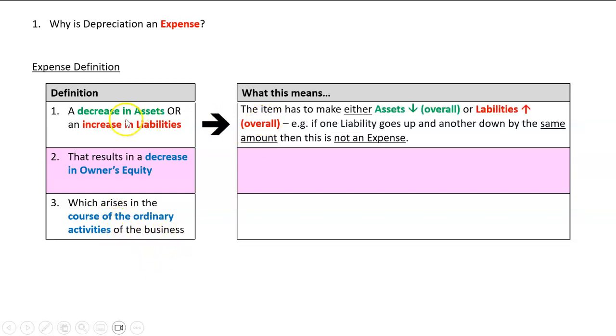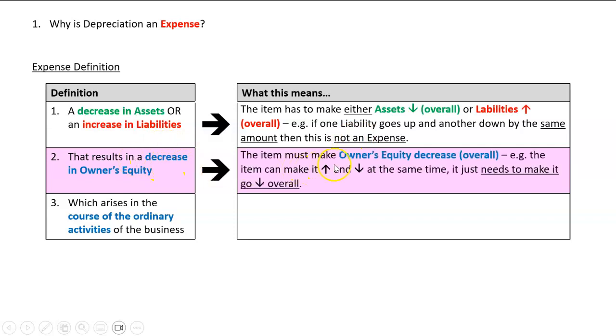So what we say is, for this part, the item has to make either assets decrease overall or liabilities increase overall. For example, if one liability went up and another went down by the same amount, then that is not an expense. It's got to decrease owner's equity. So it can make owner's equity go up and down at the same time.